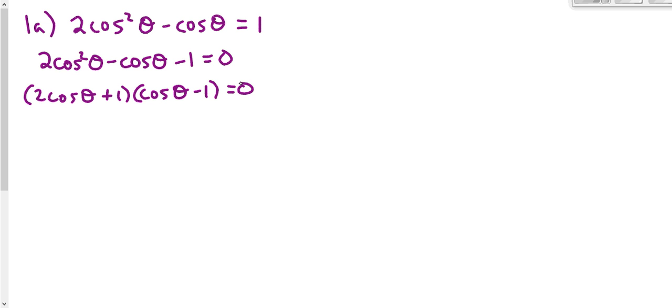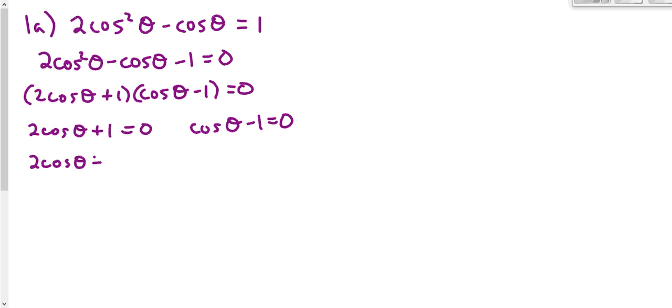Set each factor equal to 0. 2 cosine theta plus 1 equals 0. Cosine theta minus 1 equals 0. Solve each equation. So with the first one, we subtract 1 from both sides and divide by 2. So cosine theta equals negative 1/2. Then we take the inverse cosine. So theta is the inverse cosine of negative 1/2.